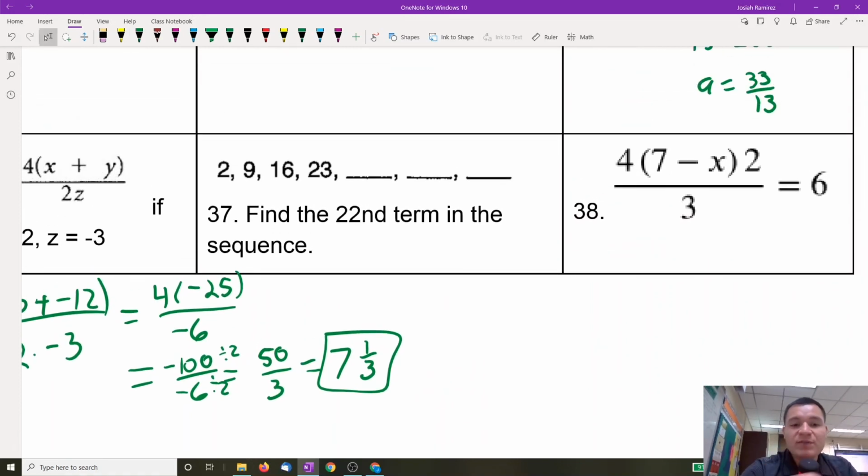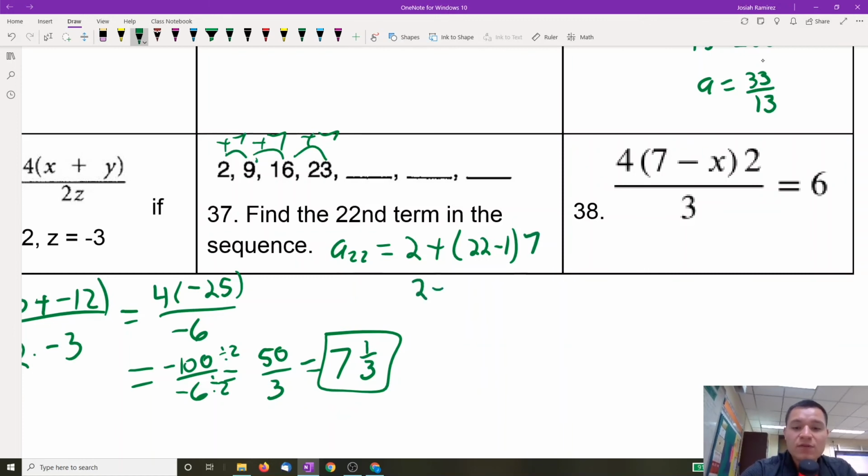Find the 22nd term. So that means we just need to see, is this arithmetic? Hopefully it is. Plus 7, plus 7, plus 7. Okay, so then the formula. To write the formula, A22 will be equal to the first number plus 22 minus 1, because it's n minus 1, times 7. So 2 plus 21 times 7, that's 2 plus 147, which makes 149.